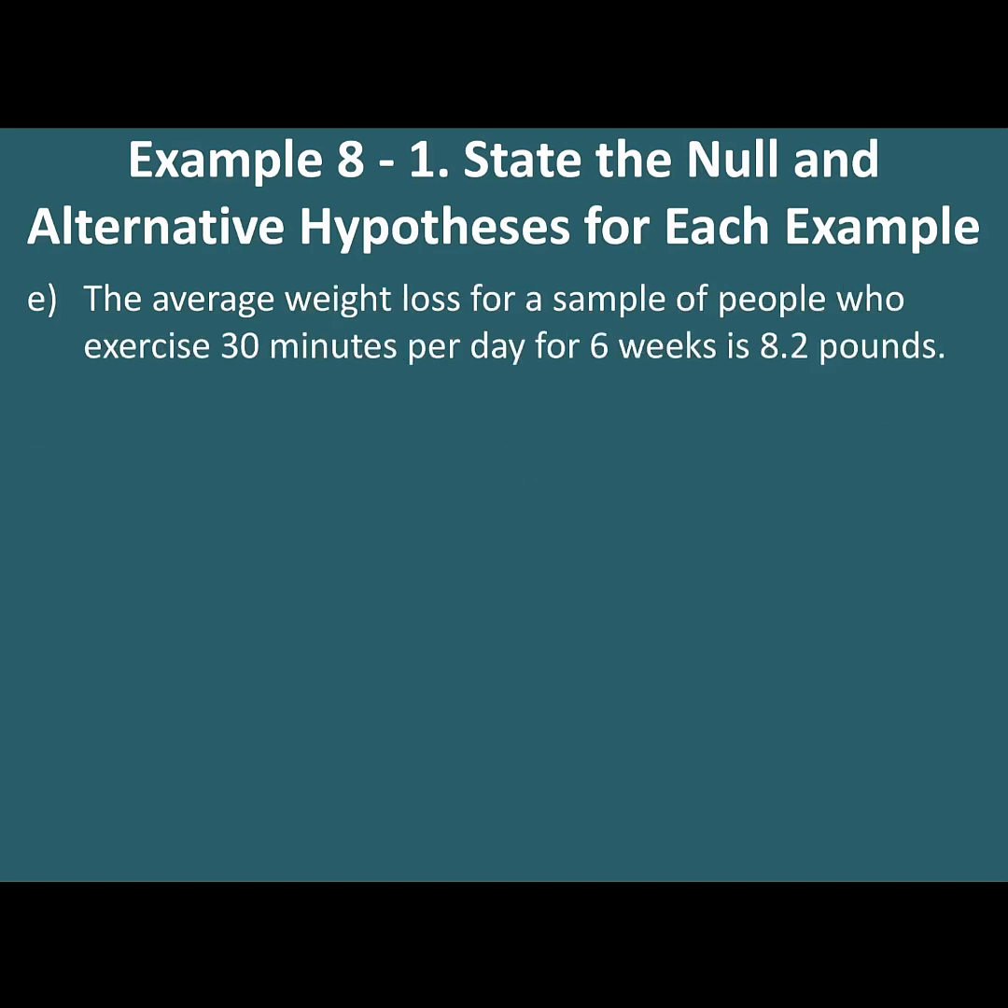For this next one, I invite you to pause the video and try this on your own. Please state the null hypothesis and the alternative hypothesis, indicate what kind of test it is, and verify your results with mine. Here, I got a null hypothesis of mu equals 8.2 and an alternative hypothesis of mu is not equal to 8.2, meaning this is a two-tailed test.